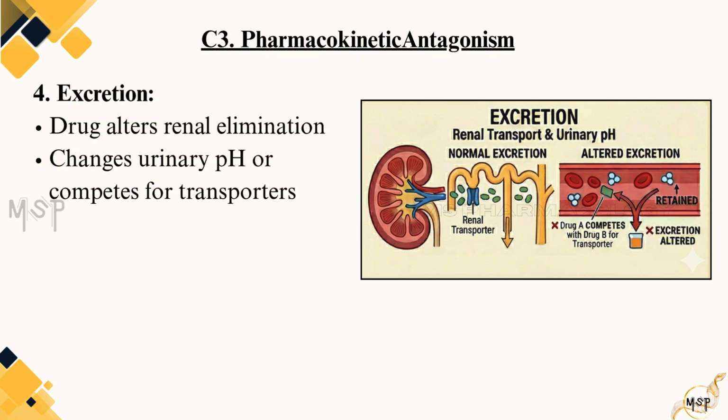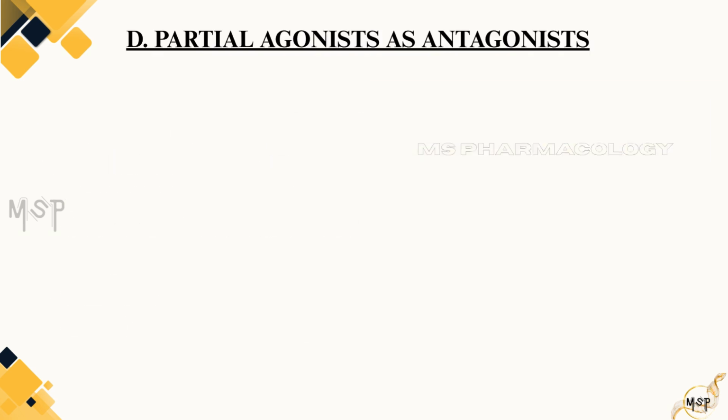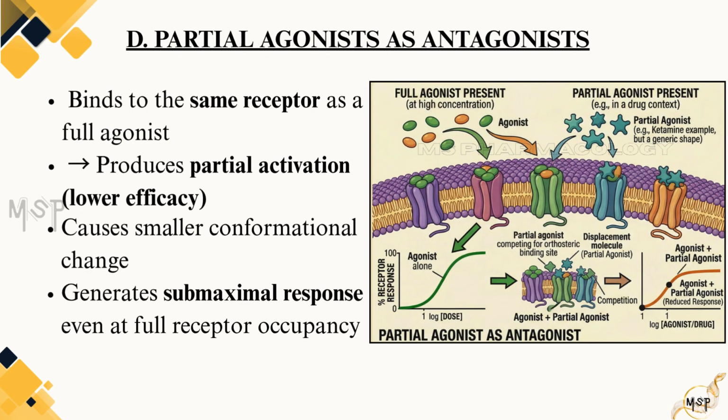Excretion. One drug alters urinary pH or competes with another for renal transporters, thereby altering how quickly the other drug is excreted from the body. Coming to classification D. Partial agonists as antagonists. A partial agonist occupies the same receptor as a full agonist, but produces a smaller conformational change. It only partially activates the receptor.